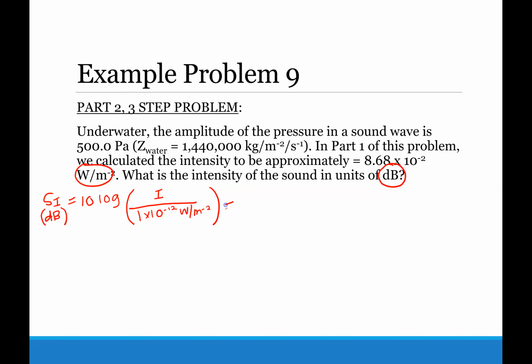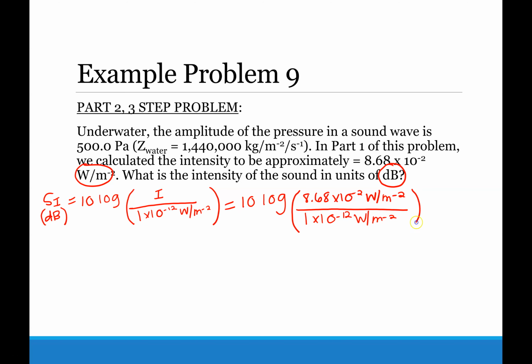So we have everything here that we need, and this 1 times 10 to the minus 12 in this equation is always going to be 1 times 10 to the minus 12 on the denominator. It will never change. So 10 log, and so you need a scientific calculator for this because you do need the log button for part 2 and part 3 of this equation. The intensity that we calculated previously is listed in the problem here for us. So 8.68 times 10 to the minus 2 watts meters minus 2 divided by 1 times 10 to the minus 12 watts meters minus 2.